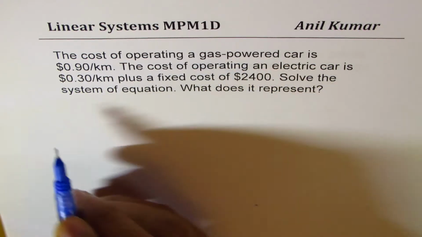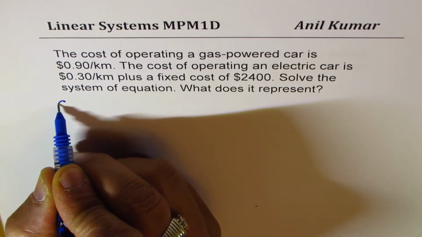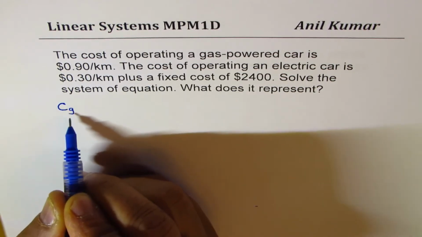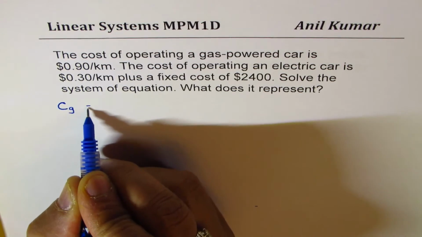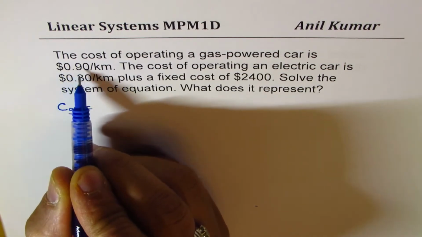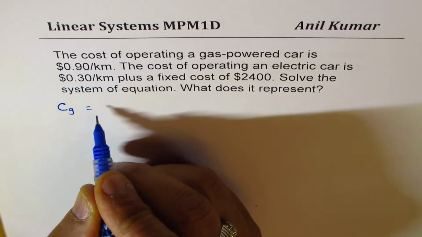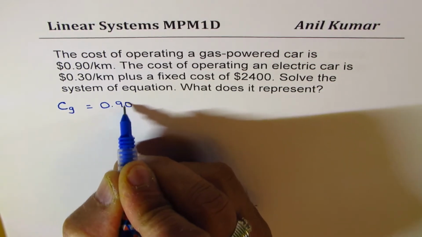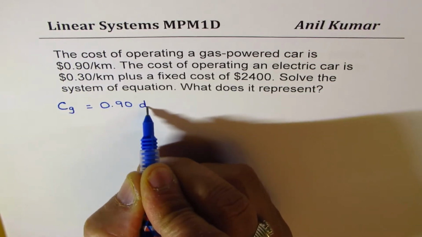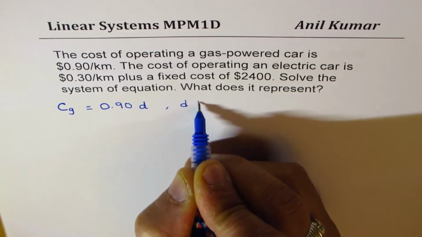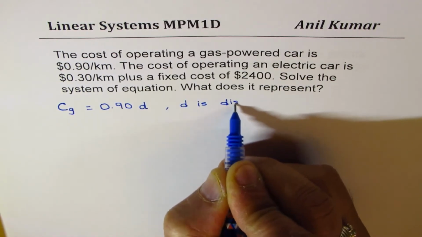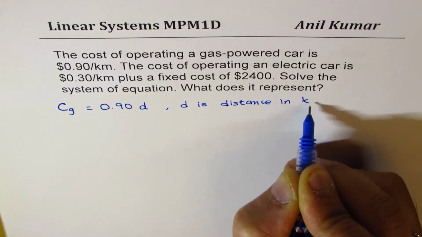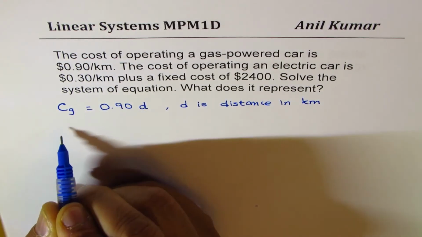So for the gas powered car, let's say the cost C, let me put G as a subscript, as cost for gas powered car is 90 cents per kilometer, right? So it could be written as 0.90 per distance d, right? So where d is distance in kilometers, right? And the cost will be in dollars.